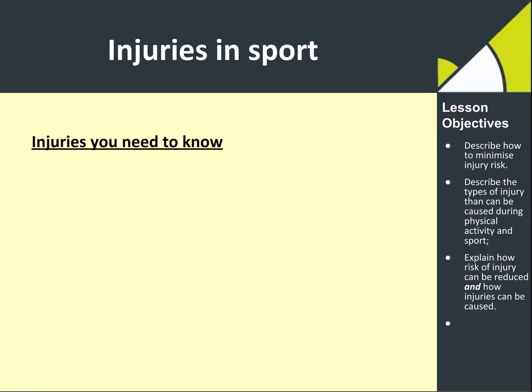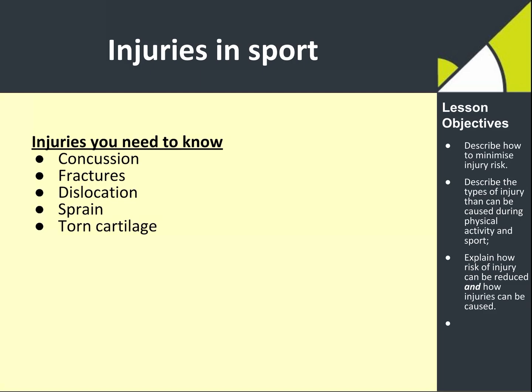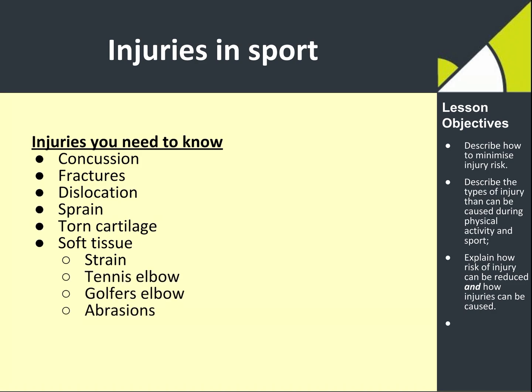Okay, so you need to know about certain injuries in sport. Now what you need to know is you need to define it, so you need to know what that injury is, and you need to think about how that injury could have occurred in your sport. So an example, so concussion, fractures, dislocation, sprain, torn cartilage, soft tissue injuries. So there's a number here. You need to know about strains, tennis elbow, golfer's elbow, and abrasions.